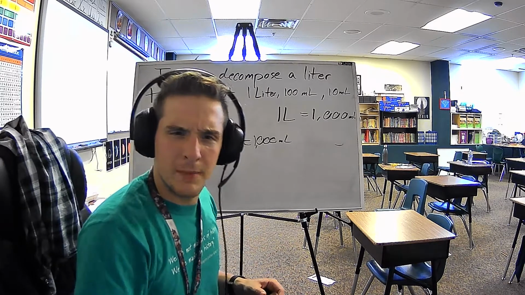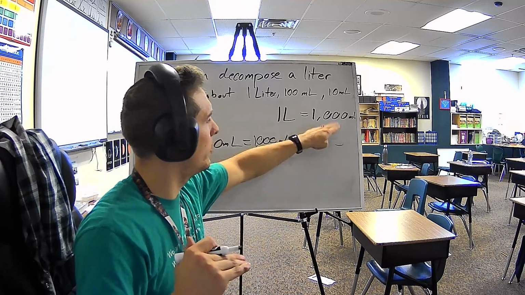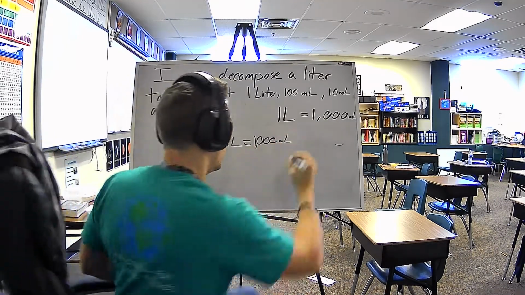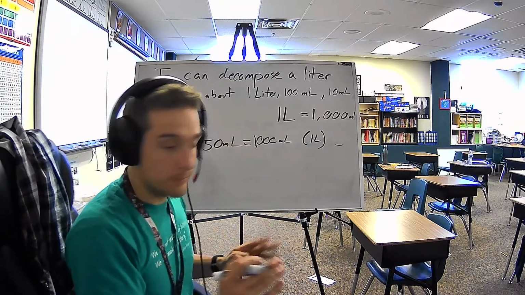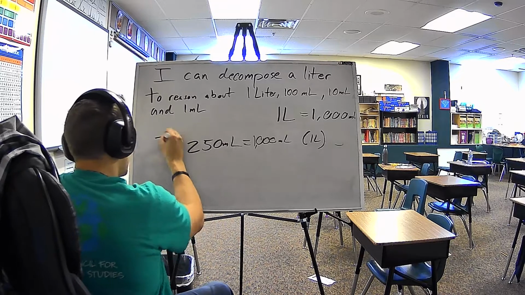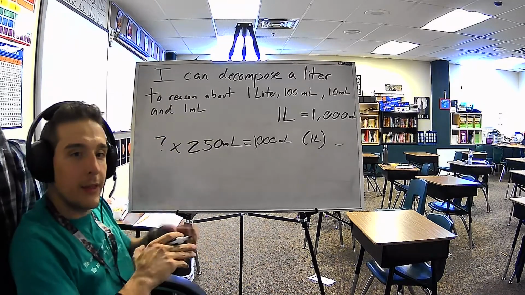And what does 1,000 milliliters mean again? What's another term we could use for that? Liter. So I'm going to say 1 liter here, just in case we forgot. How many groups do I need in order to get that?